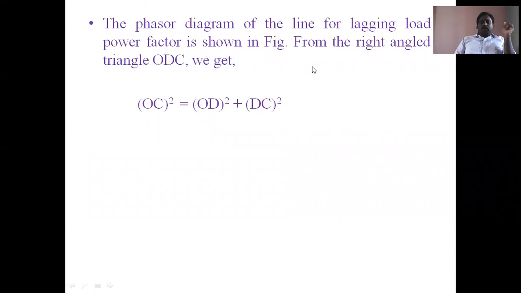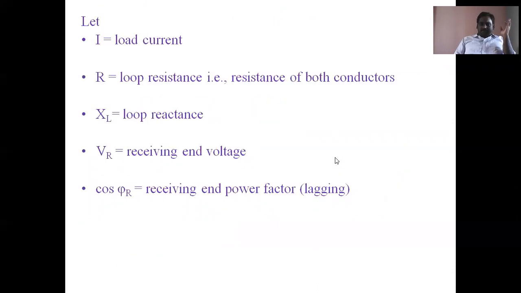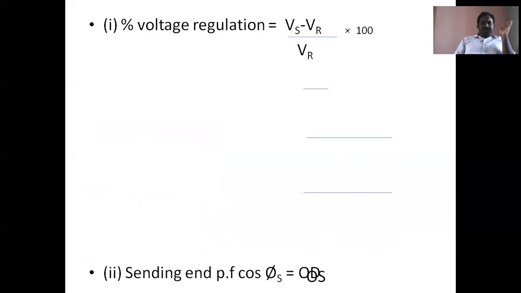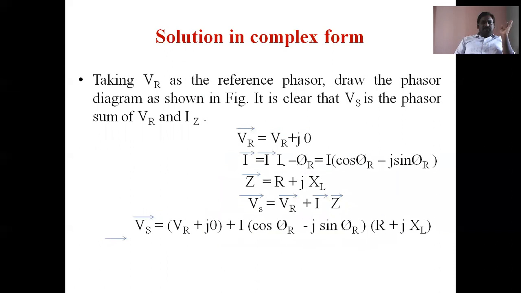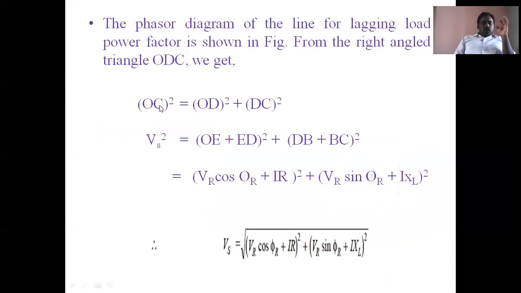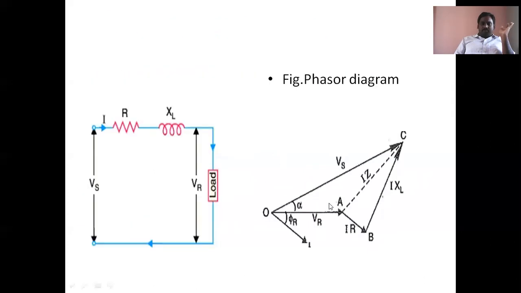So see here, from the right angle triangle ODC in the phasor diagram, or OBC, whatever it is. It is OBC, not ODC, so you will change that. So in OBC, we can write OC square is equal to OD square plus DC square. Simply. Is it right now? So see here, this can be replaced with D, not B.